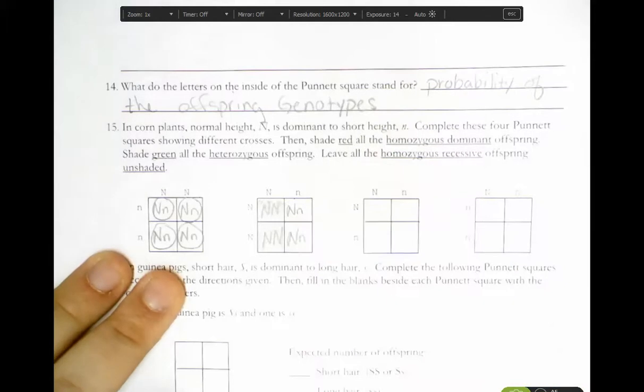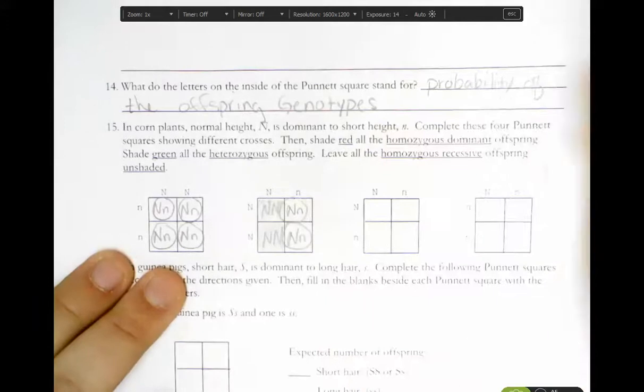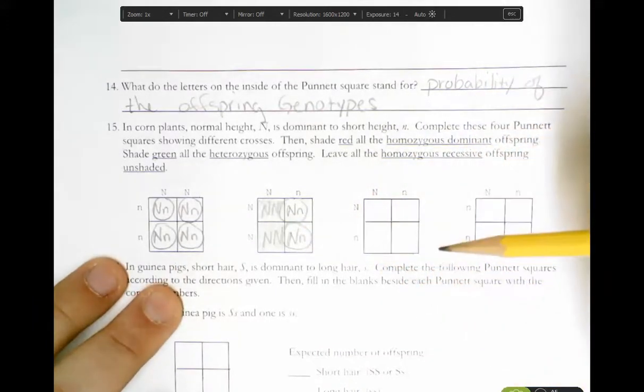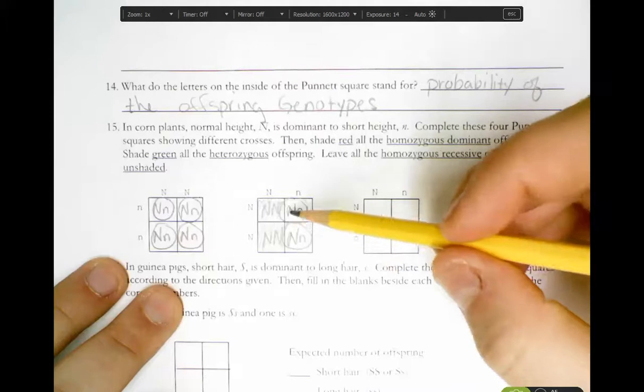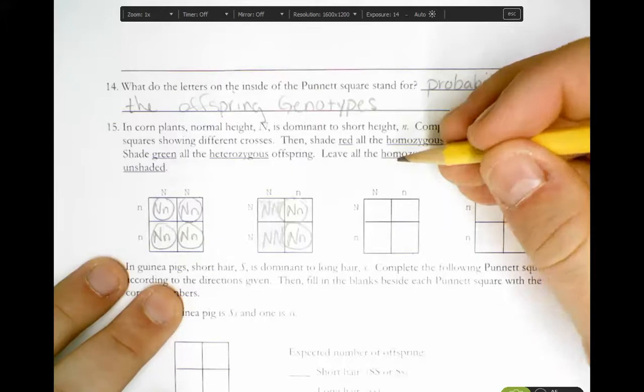Alright, we also need to circle our heterozygous offspring. Do we have heterozygous offspring in this case? Yeah, we have two. One, two heterozygous offspring in this Punnett square. We have a probability of 2 of 4 being heterozygotes. That's a 50% chance that they're heterozygotes.